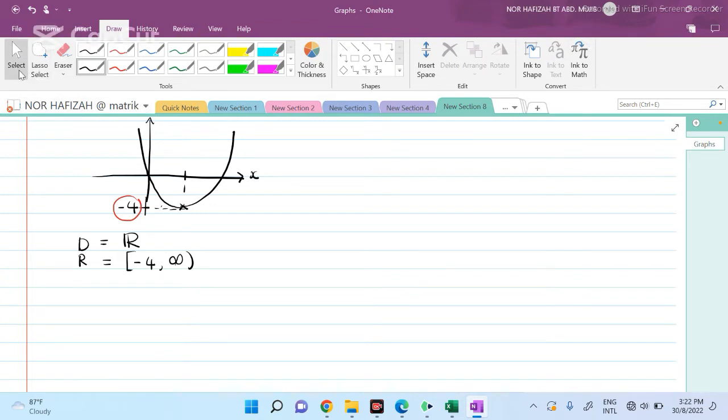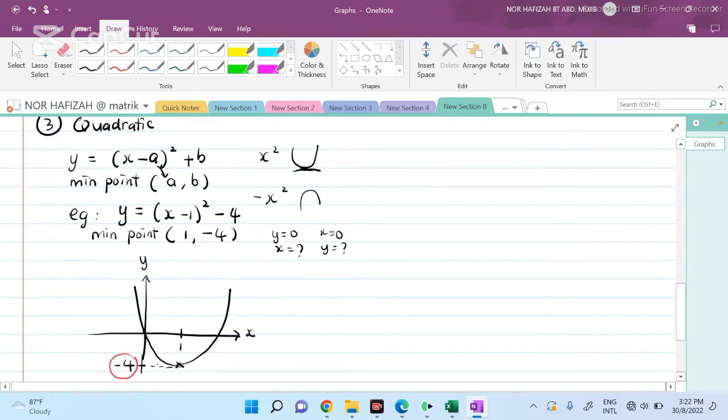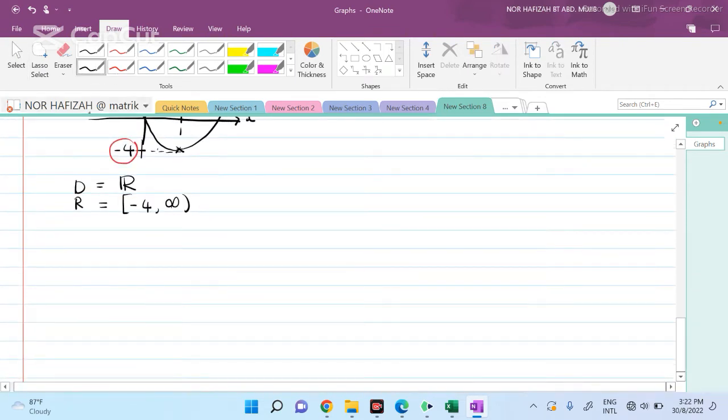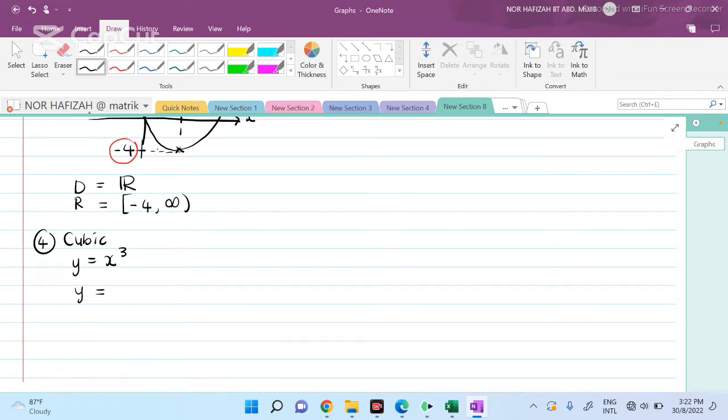Alright. Next, after quadratic, cubic. Number 4. Cubic is y equals x cubed. So if you have a function like this, for example y equals x cubed plus 2 or minus 2.